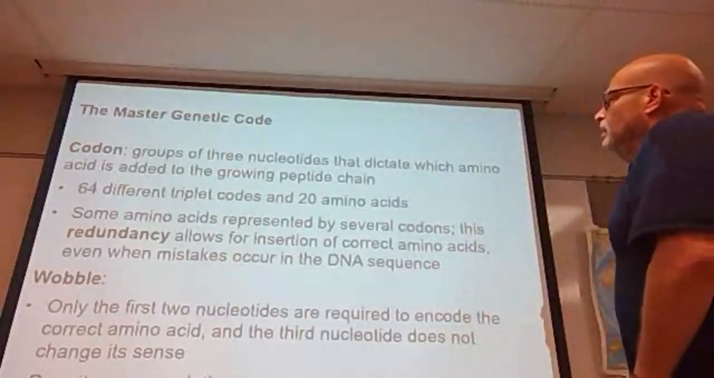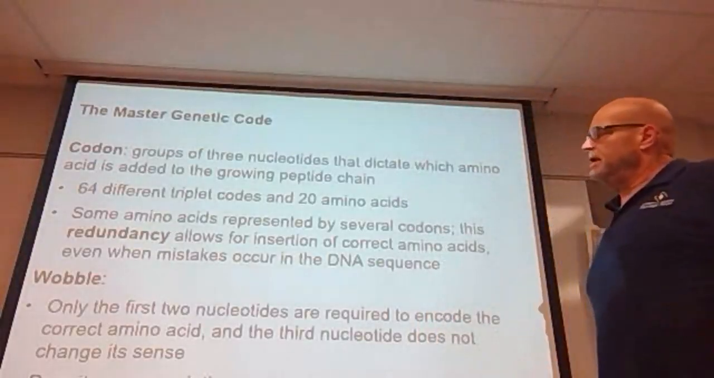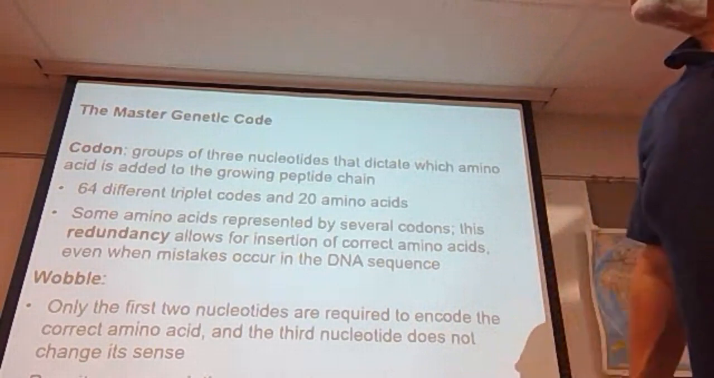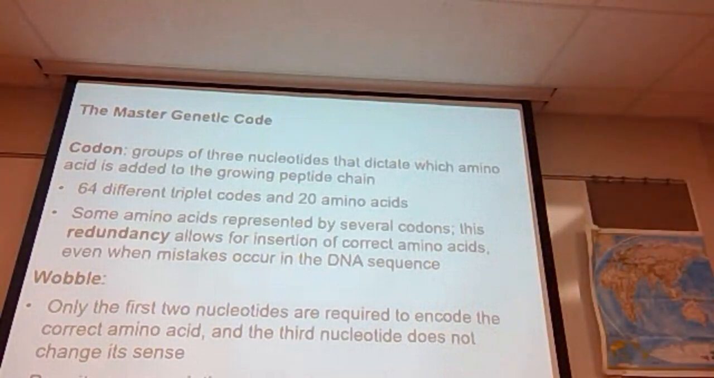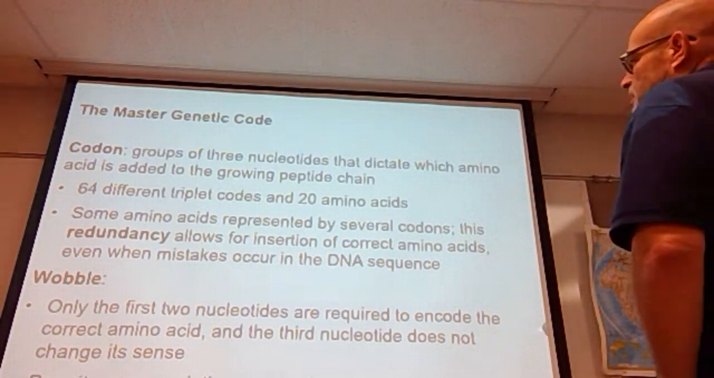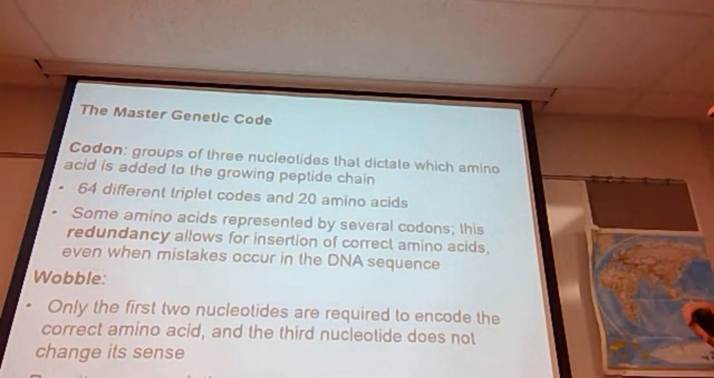All right, so let's pick up where we left off, the genetic code. First of all, there is a structure called a codon, which are groups of 3 nucleotides that dictate which amino acid is added to the growing peptide chain. There are 64 different triplet codes for 20 amino acids. There are some amino acids that are represented by several codons.